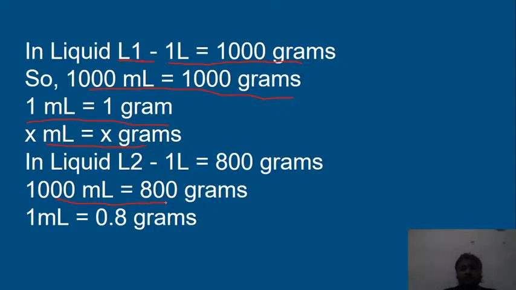For liquid 2, 1 liter is equal to 800 grams. So 1000 milliliters of liquid 2 is equal to 800 grams, that is 1 milliliter of liquid 2 is 0.8 grams, and 1 milliliter of liquid 1 is 1 gram. That is, for liquid 1, 1 milliliter is equal to 1 gram, and for liquid 2, 1 milliliter is equal to 0.8 grams. Okay.